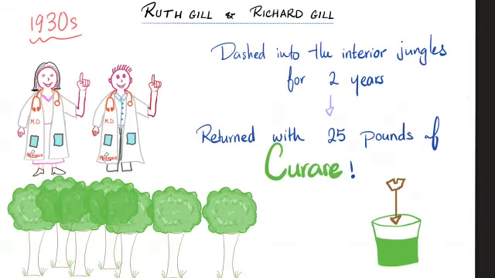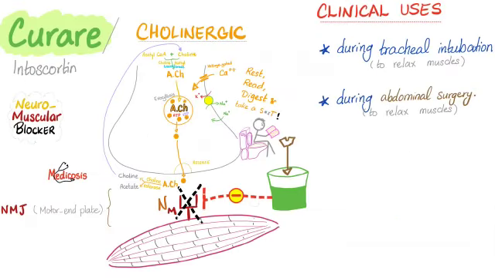It's a neuromuscular blocker. Tubocurarine is not the only game in town, not by any stretch of the imagination. You also have mivacurium, atracurium, pancuronium, vecuronium, etc. All of them have the curare root. In the 1930s, while everyone was terrified because of the Great Economic Depression, two heroes were hustling in the interior jungles for 2 years until they returned with 25 pounds of curare, and the era of neuromuscular blockade has just begun.